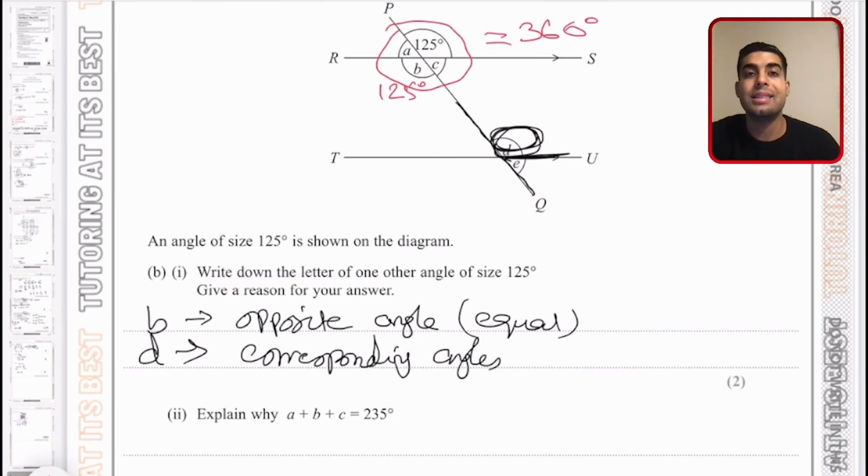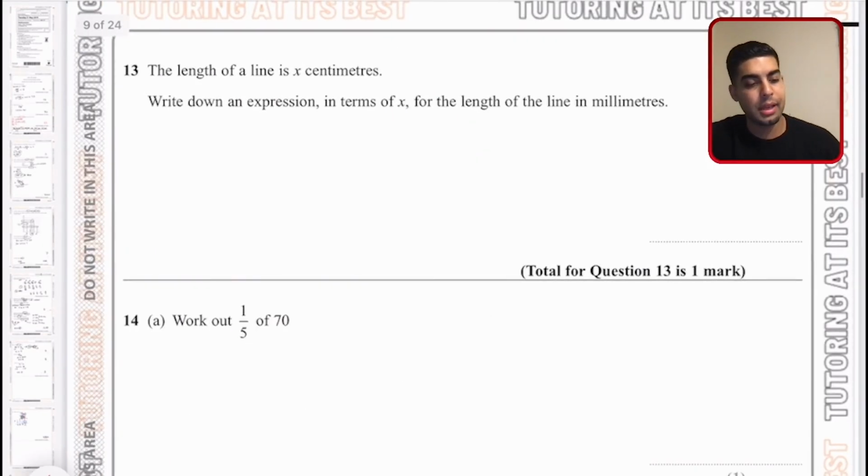We can simply go ahead and subtract 125 degrees from 360. And if we get the same answer, which is 235, then we know it's correct. So let's go ahead and subtract 125 from 360, which, yes, does give us 235 degrees. And that is because angles around a point add to 360 degrees. Okay, beautiful. You're doing really well.